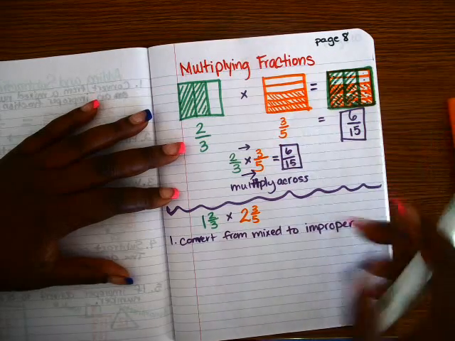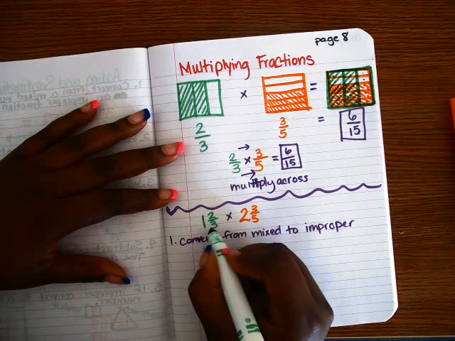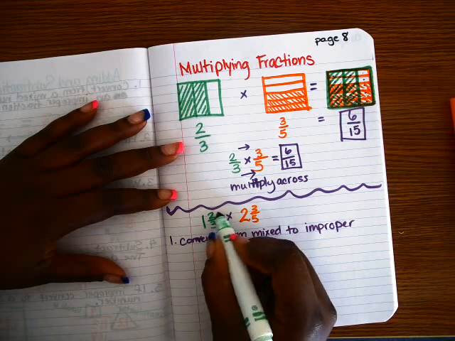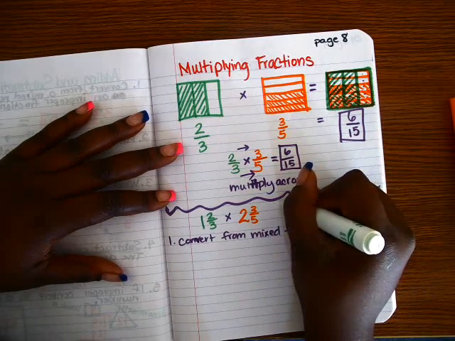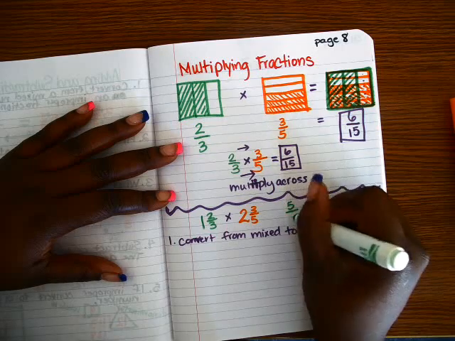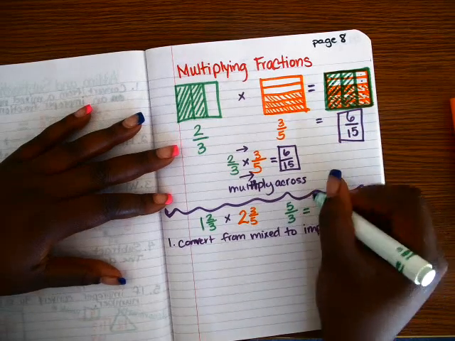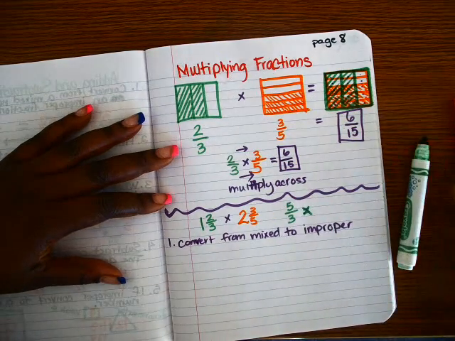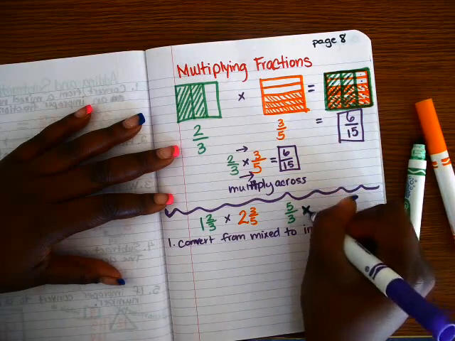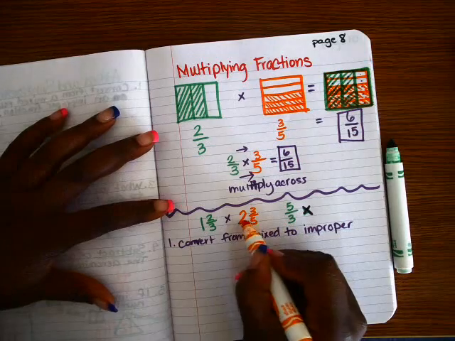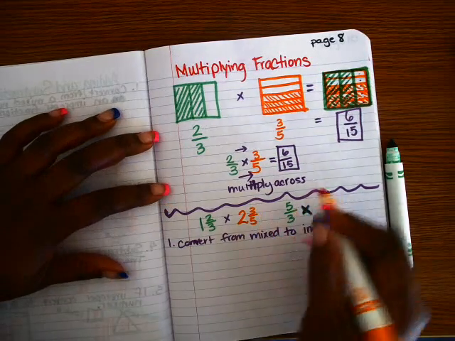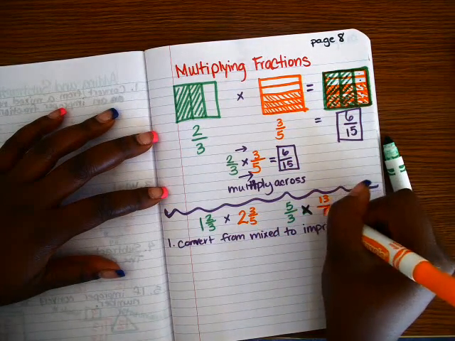And we learned that on one of our journal pages. We want to multiply the whole number times the denominator plus the numerator. So 1 times 3 plus 2 is 5. And of course we keep the denominator the same, 5/3. And we're going to multiply that times our next improper fraction, 2 times 5, which is 10 plus 3 is 13 over 5.